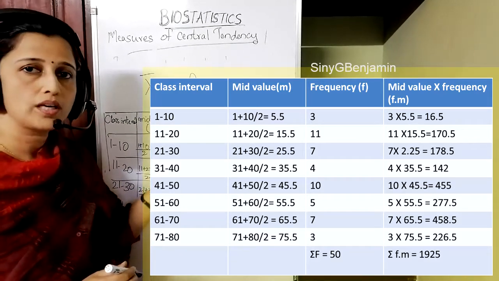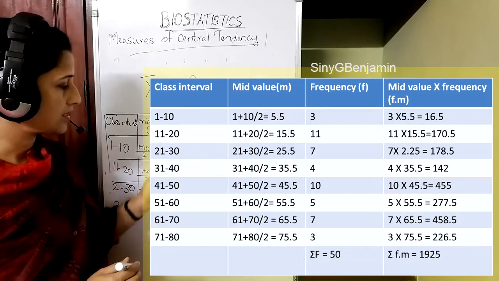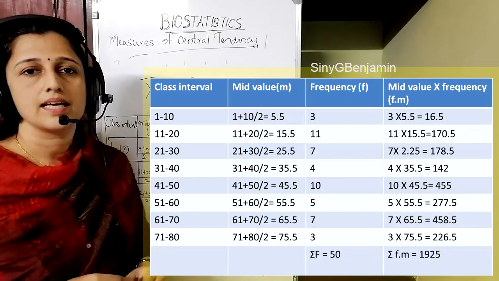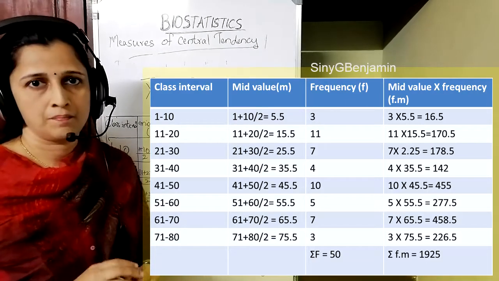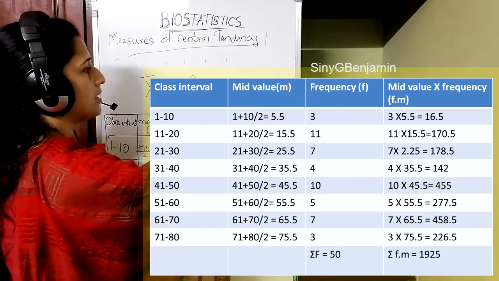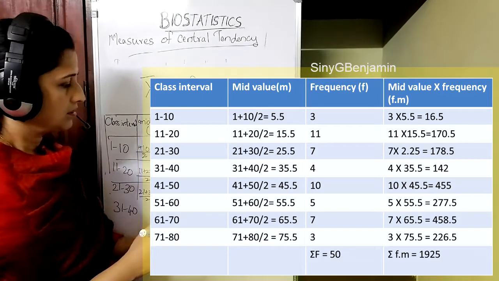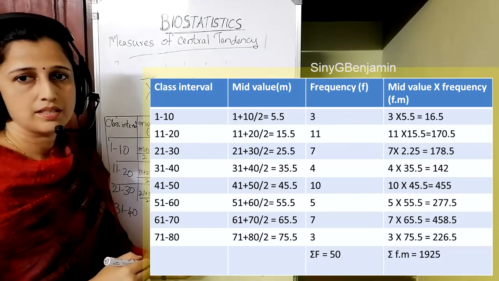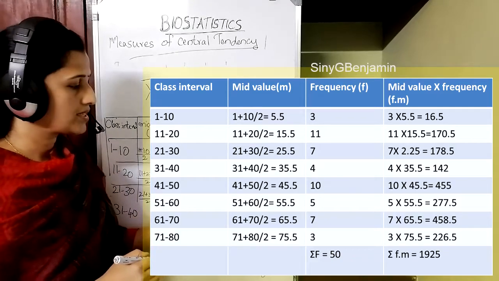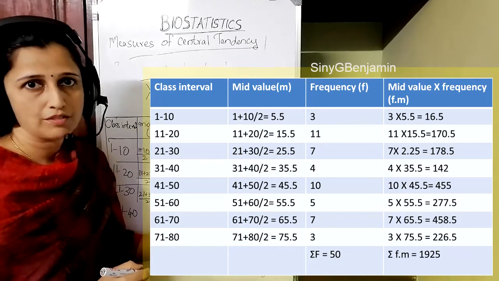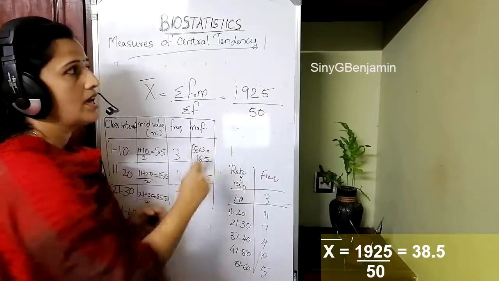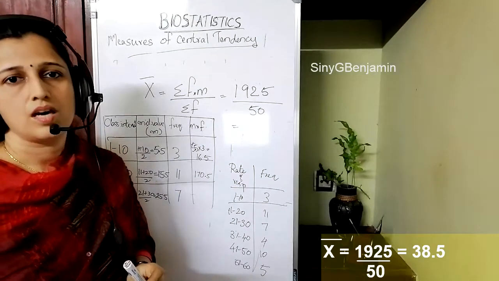Sigma f is the total of all the frequencies in this column, that is 3 plus 11 plus 7 plus 4 plus 10 plus 5. Have to complete it, and that is sigma f. Sigma f is 50. Then the total of the mid value times frequency is 1925. You have to add all the values in this column, that is m into f, total of all: 16.5 plus 170.5 plus 178.5 and so on, the whole divided by sigma f, that is 50. That is the answer for this question. This is how you find the arithmetic mean.